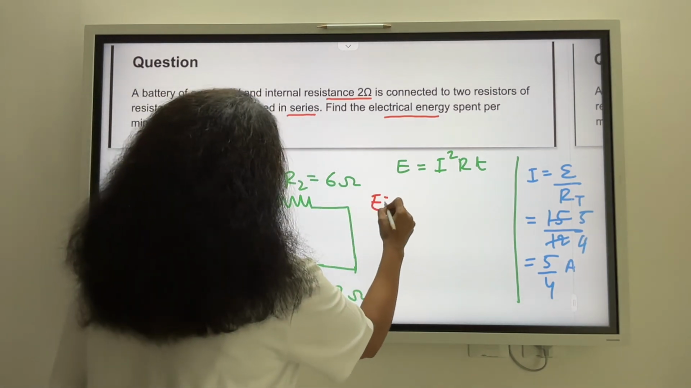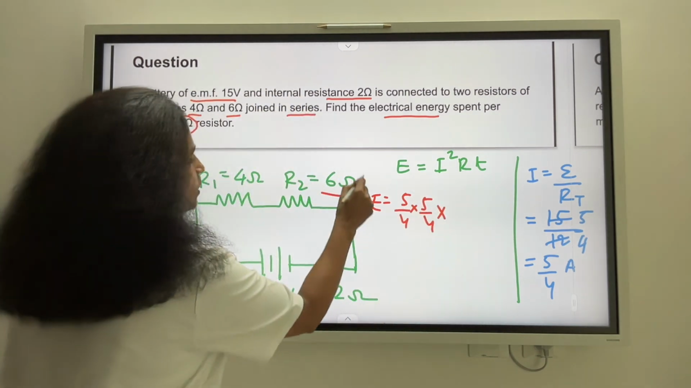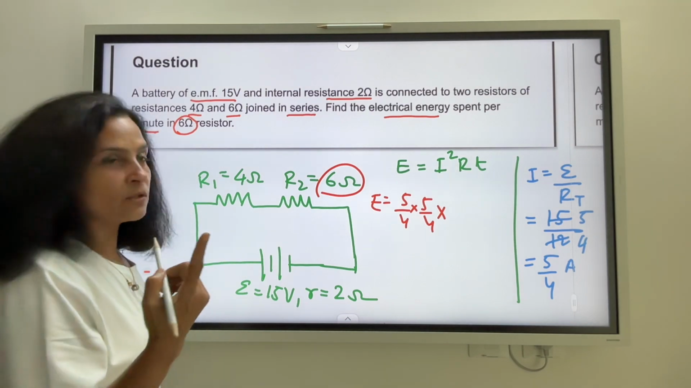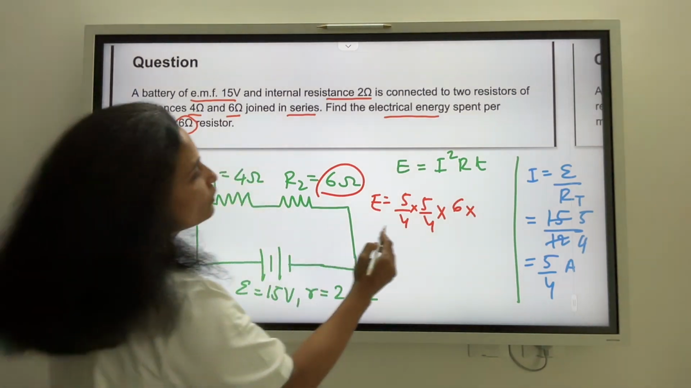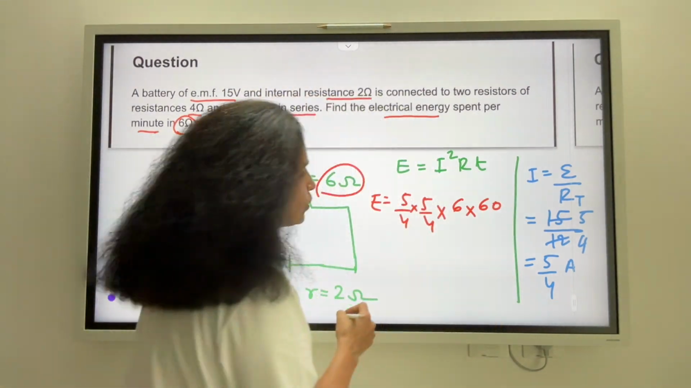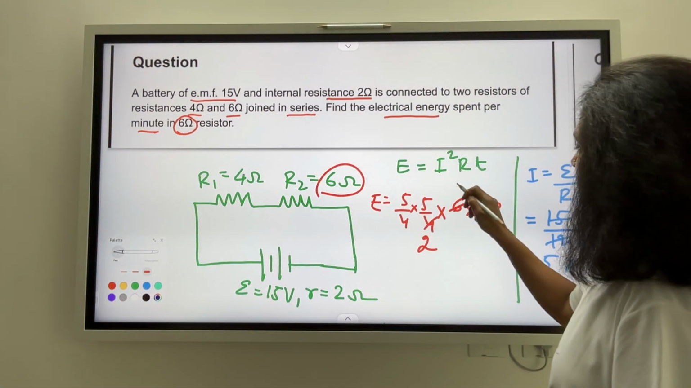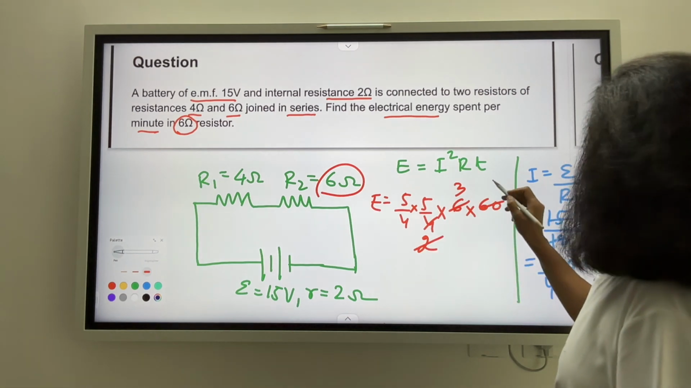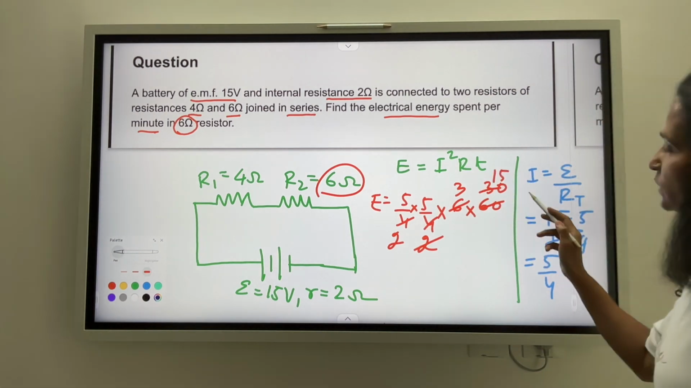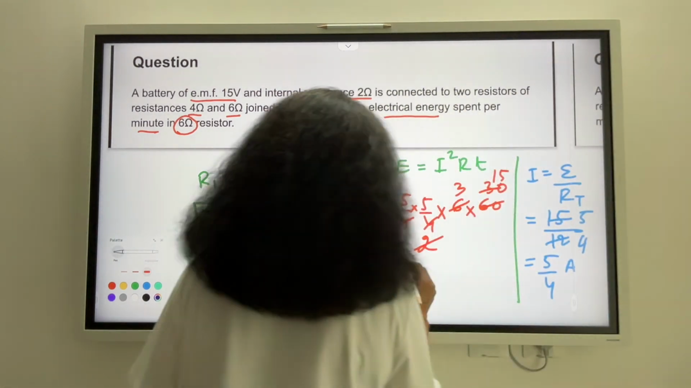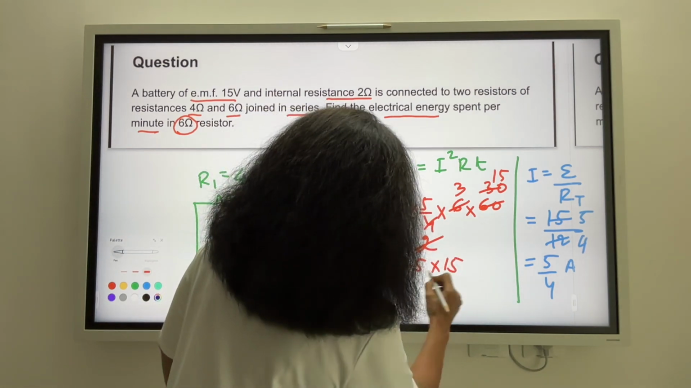So my E is equal to I square R T, so 5 by 4 into 5 by 4 into resistance. I am asked for the energy across the 6 ohm resistance, so I would use my R as 6, and how much time? Per minute. 1 minute is 60 seconds, so I am interested in seconds. So basically I have 25 threes are 75 into 15 by 2.